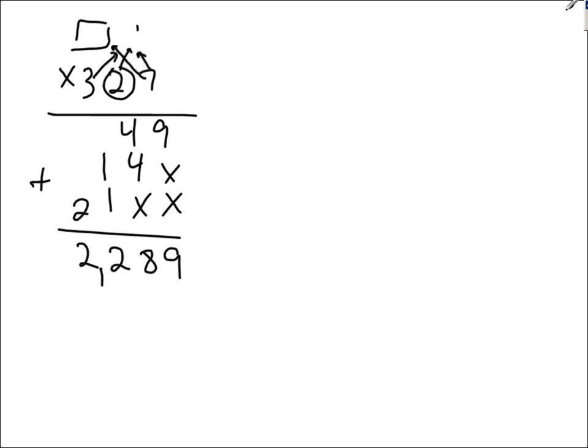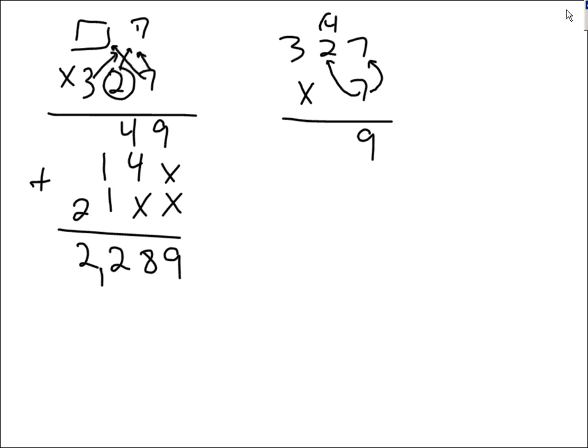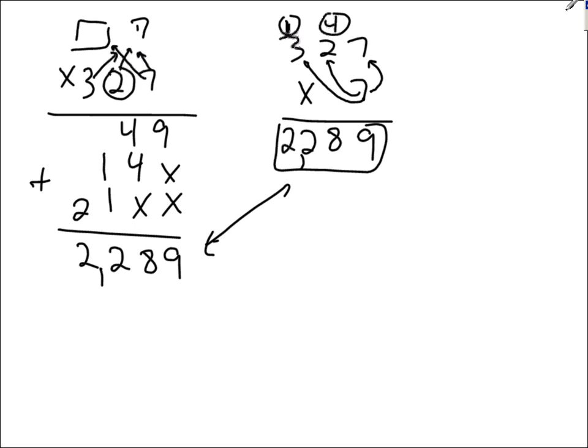Much simpler. Put this 327 on top and put this 7 on the bottom. 7 times 7 is 49, carry the 4. 7 times 2 is 14, plus 4 more is 18, carry the 1. 3 sevens, or 7 threes, is 21, plus 1 more is 22, and I am done. There is my answer. The same answer, but I don't have 3 rows of numbers to add.